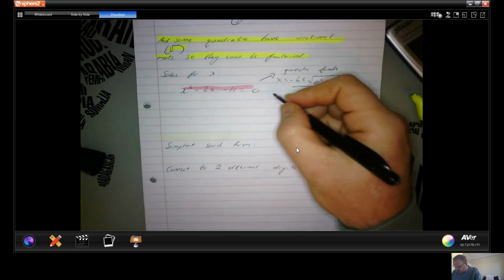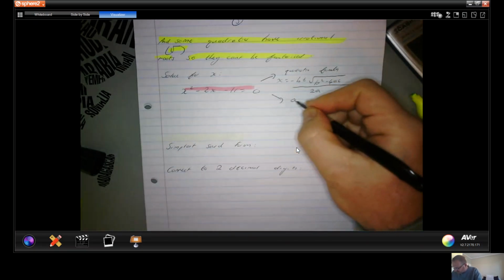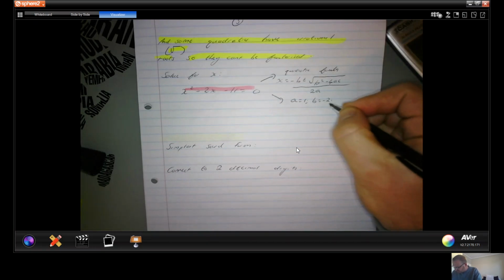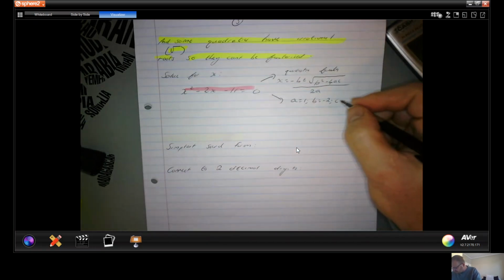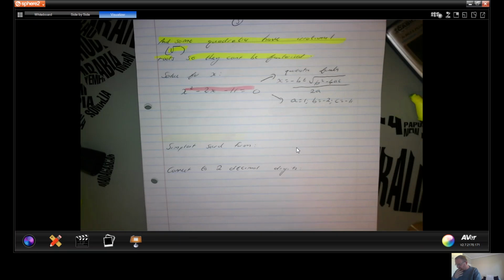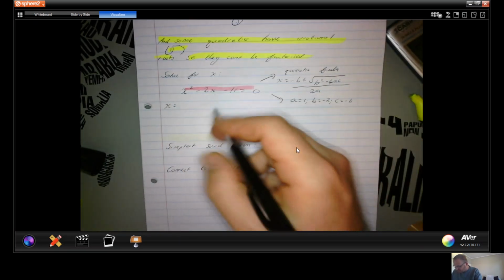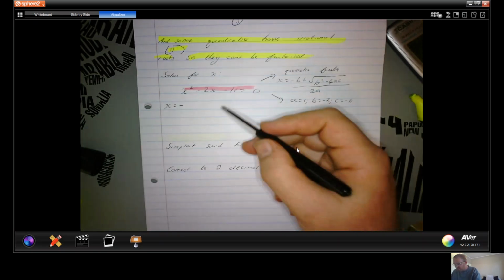So in this case, what is a? a is equal to 1, the coefficient of x squared. What is b? b is equal to negative 2. And what is c? c is equal to negative 11. So if I plug those numbers in, be careful of careless errors. That's your biggest mistake here generally.